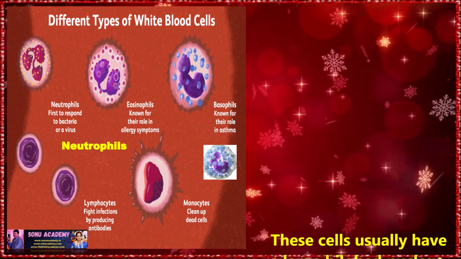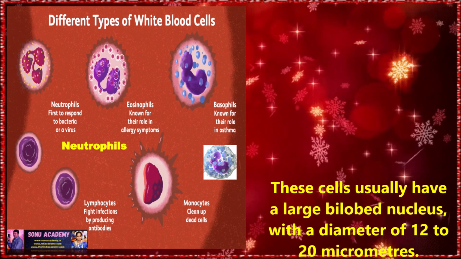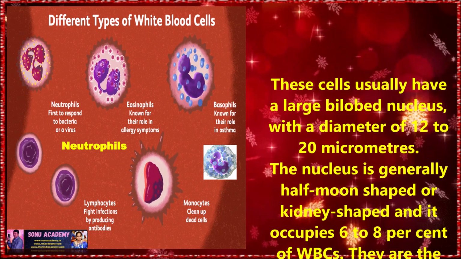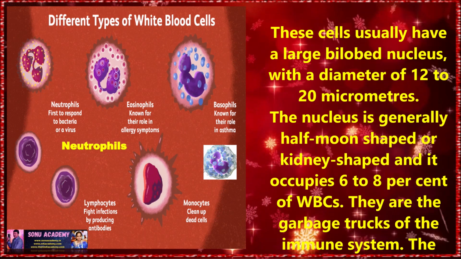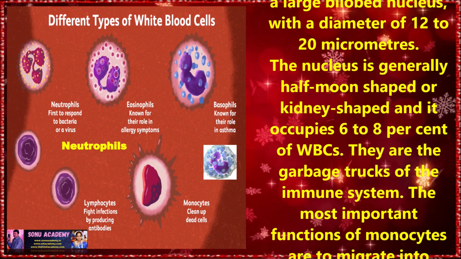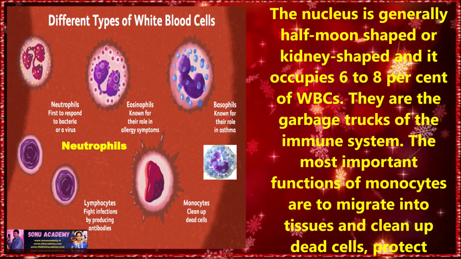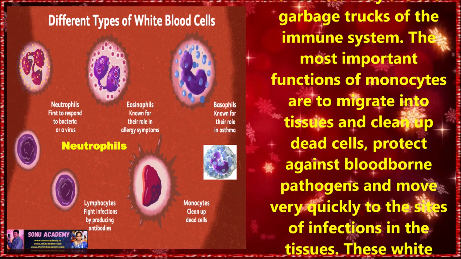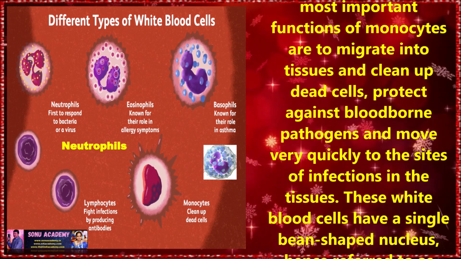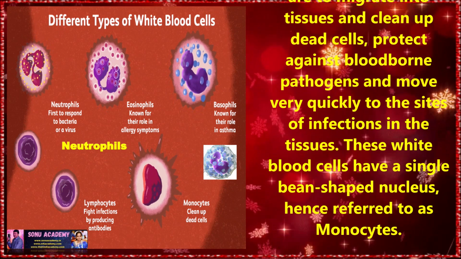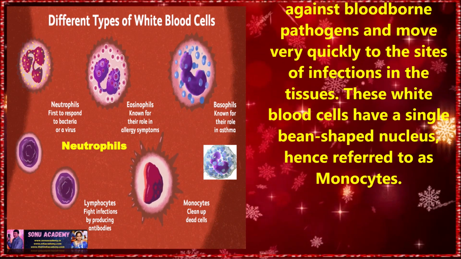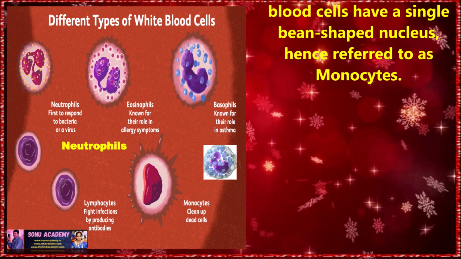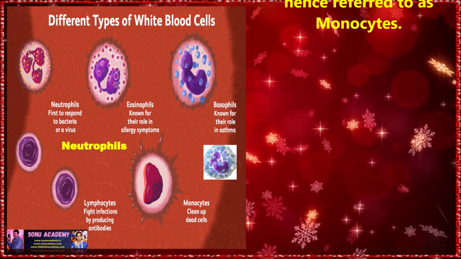Monocytes. These cells usually have a large bilobed nucleus with a diameter of 12 to 20 micrometers. The nucleus is generally half-moon shaped or kidney shaped and they make up 6 to 8% of WBC. They are the garbage trucks of the immune system. The most important function of monocytes is to migrate into tissues, clean up dead cells and protect against blood-borne pathogens, and move very quickly to the sites of infection in the tissues. These white blood cells have a single bean-shaped nucleus, hence referred to as monocytes.